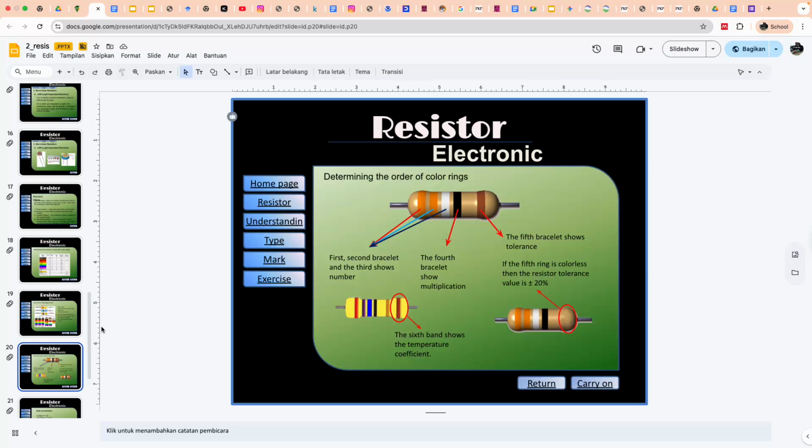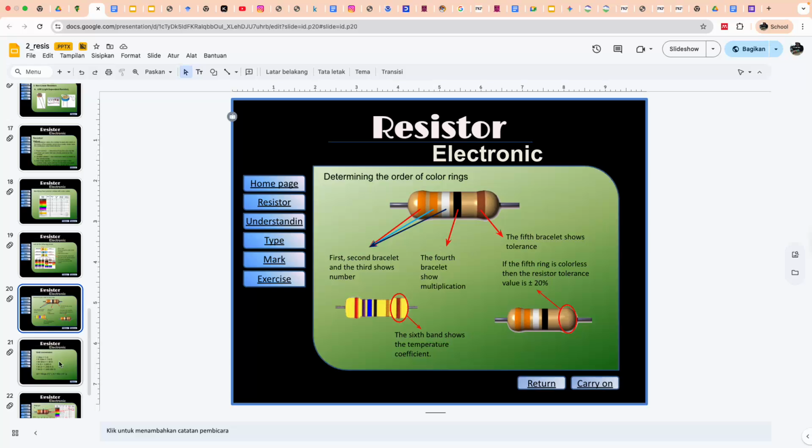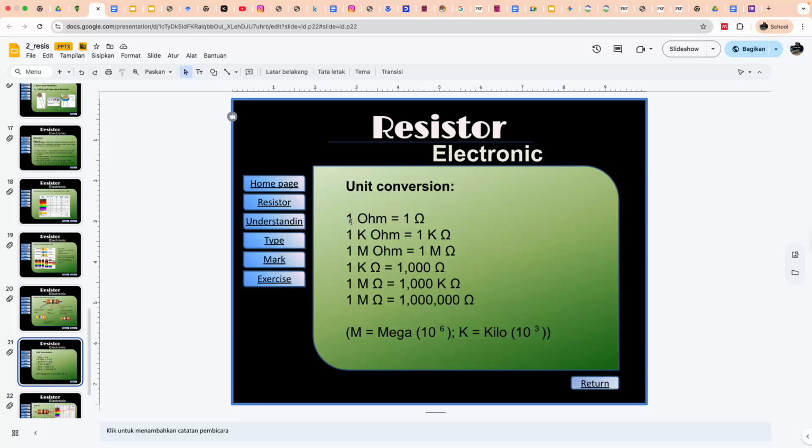After this, the unit conversion: 1 ohm is 1 omega, 1 kilo ohm, 1 mega ohm. 1 kilo ohm is 1000 ohm, 1 mega ohm is 1000 kilo ohm, which is 1 million ohm. Maybe there is more, but you can find it yourself.